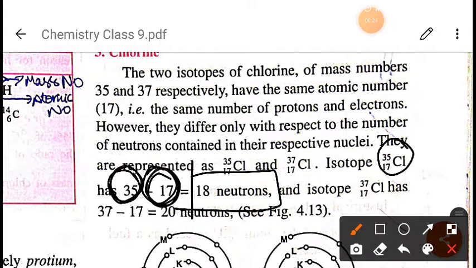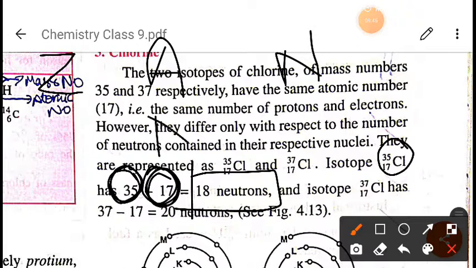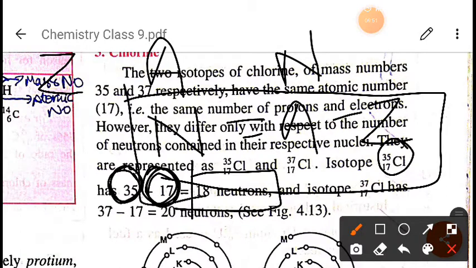This is one formula I will write here. Suppose Z represents the atomic number, A represents the atomic mass, and N represents the neutrons. Suppose we are taking such an example. If we want to find the neutrons, how will we find them? N is equal to A minus Z. And from this formula you can find anything.